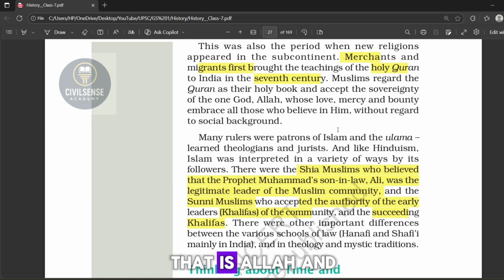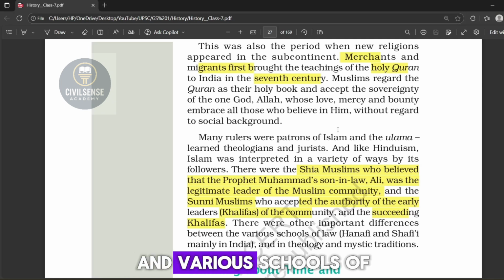Muslims believed in one God, that is Allah, and followed their holy book, that is the Quran. Islam had many interpretations, that is Sunni and Shia Muslims, and various schools of law and mysticism. So even religion was full of diversity and change during this time.